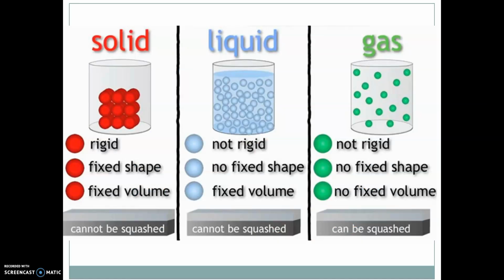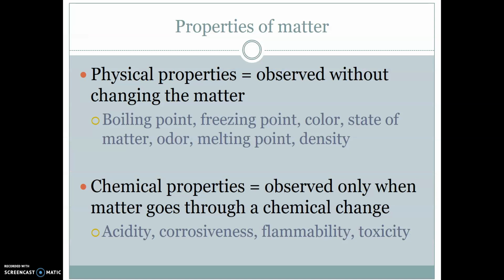So solids are close together and have a fixed shape. Liquids are not rigid. They have a fixed volume, but not a fixed shape. And then gases aren't rigid at all. They don't have any fixed shapes. So that means that you can compress them versus liquids that you can't really compress so well. And then solids cannot be compressed.